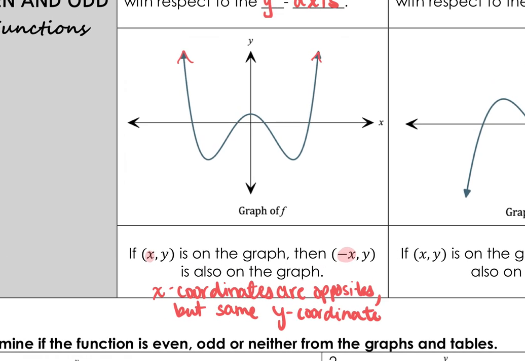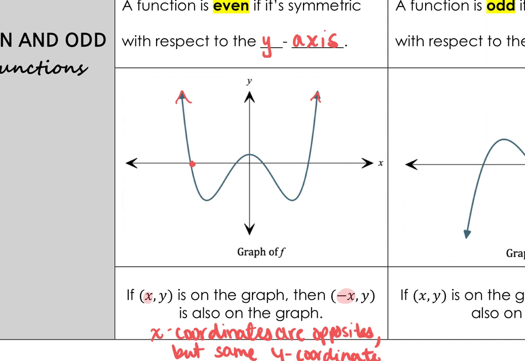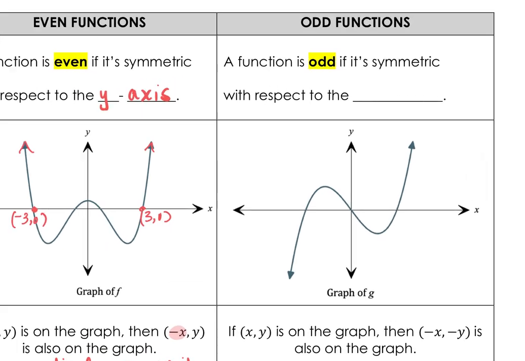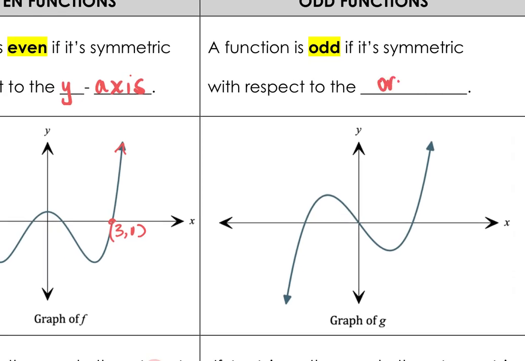And that's just because of these mirror image points, right? If this is the point 3, 0, this is the point negative 3, 0. So they're equal distance from that y-axis because they're symmetric. So the x values are opposites, but their y values are the same. Okay? You can tell a function is odd if it is symmetric with respect to the origin.